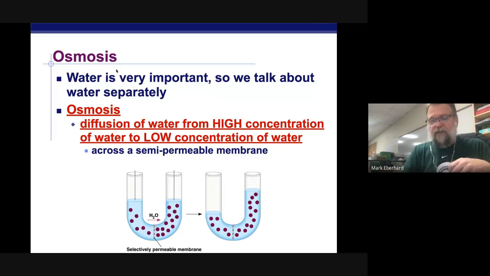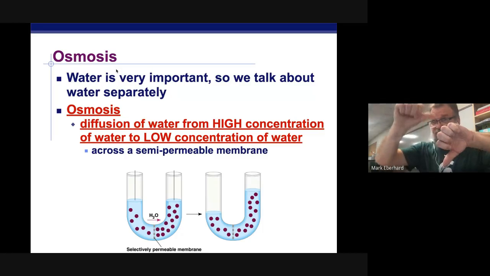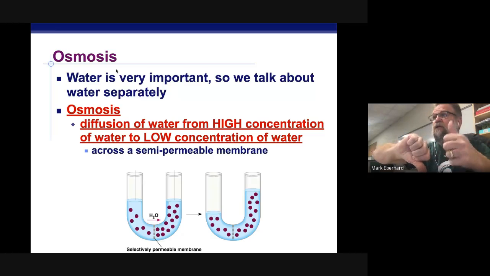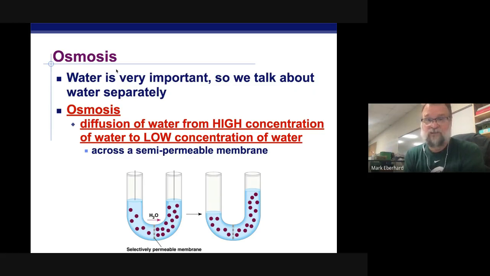So it is inversely proportional. If you increase the solute, you're going to decrease the water concentration. The more solute you put in, the lower the water concentration becomes. And vice versa, if I decrease the solute, the water concentration goes up. So in the model here, on the left is where I have higher water concentration because there's less solute. On the right, there is a lower water concentration because there's more solute.